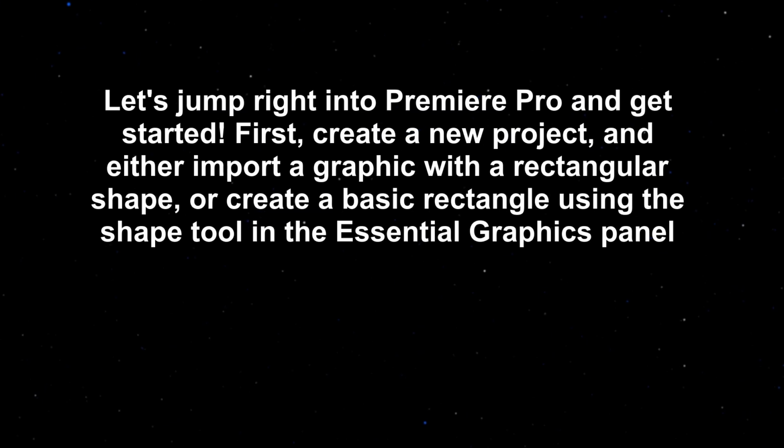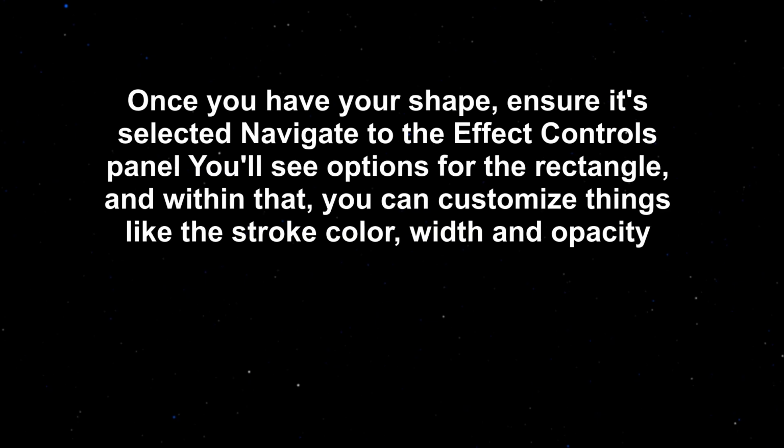First, create a new project and either import a graphic with a rectangular shape or create a basic rectangle using the Shape tool in the Essential Graphics panel. Once you have your shape, ensure it's selected. Navigate to the Effect Controls panel. You'll see options for the rectangle, and within that, you can customize things like the stroke color, width and opacity.